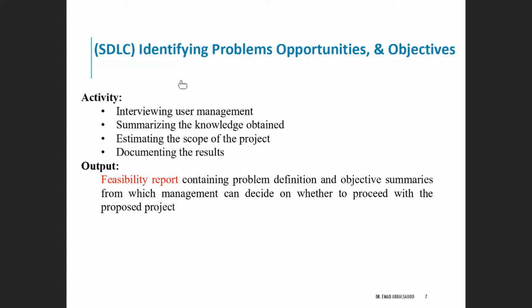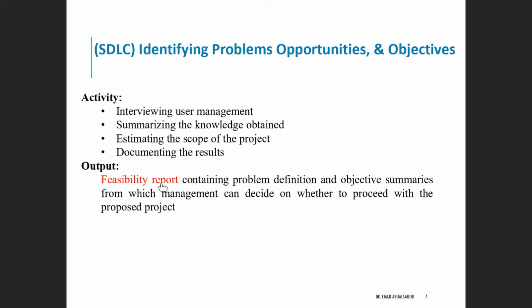And here, the activities that we are going to work on are interviewing user management to identify the problem. You sit with them, listen to them, the management, the departments related to the subject. Summarizing the knowledge, estimating the scope of the project, documenting the results. The results here mean the results of the interviewing and gathering the information, not the results of the solution. Here, the first step is identifying the problem, the opportunity. It could be improvement. Maybe it doesn't have to be a problem. It could be a chance for improving the current system, or the objectives.